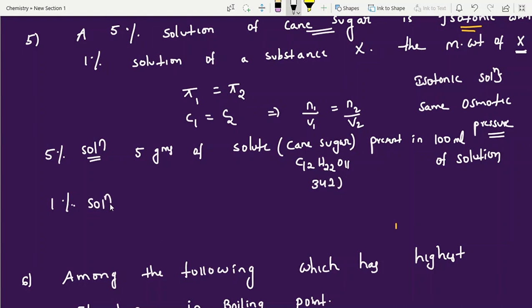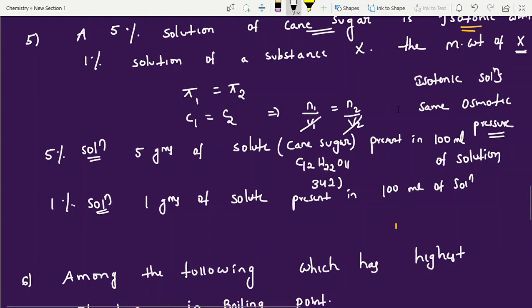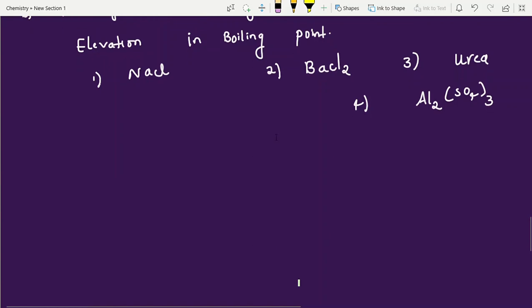The same way you can express this one also. A 1% solution is nothing but 1 gram of solute in 100 ml solution. Important matter. So now you can substitute. Here 100 ml, 100 ml, V1 equal to V2. If V1 equals V2, you can cancel. The remaining one is number of moles. But the number of moles is not directly given, it is given in weight form. So what is the formula? Number of moles calculation: weight by gram molecular weight.